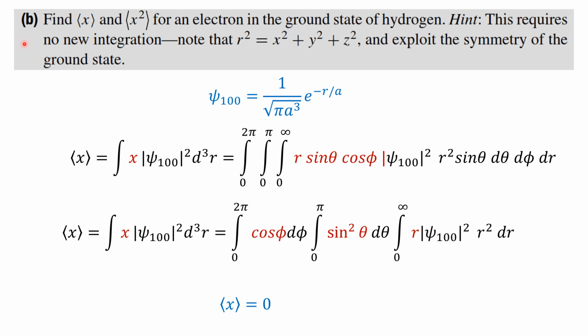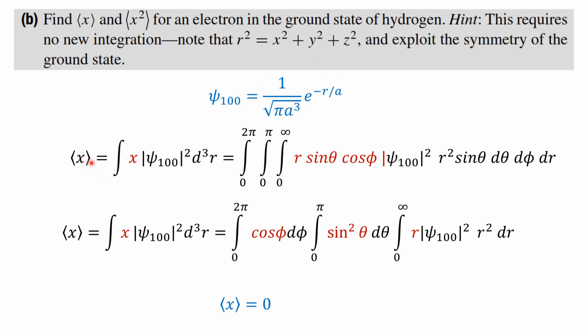Now part B is: find the expectation value of x and x squared for an electron in the ground state of hydrogen. Hint: this requires no new integration. Note that r squared is equal to x squared plus y squared plus z squared, and exploit the symmetry of the ground state. So this is the ground state wave function.